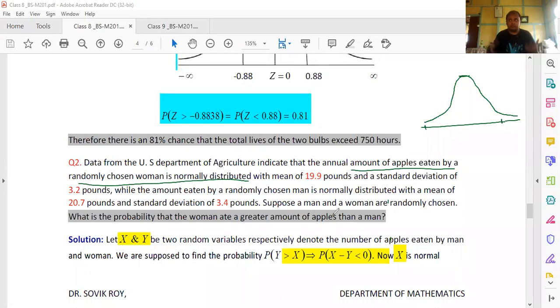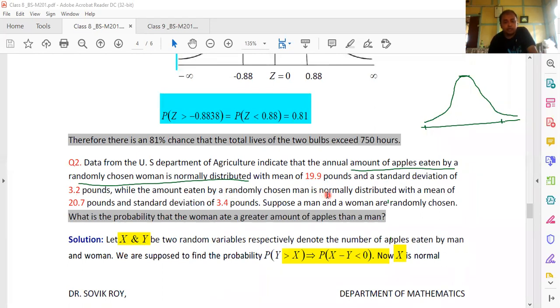And suppose some of you may think that, okay, why am I to be bothered about apple eating? It's a funny problem. But no, it is not a funny problem. If you can connect the problem with a physical situation, it is never a funny problem. Okay. And what else is given? Okay, let us try to find out. And since we have got our random variable, it has got its mean 19.9 and standard deviation 3.2.